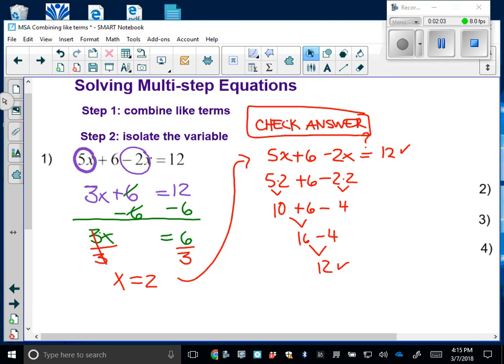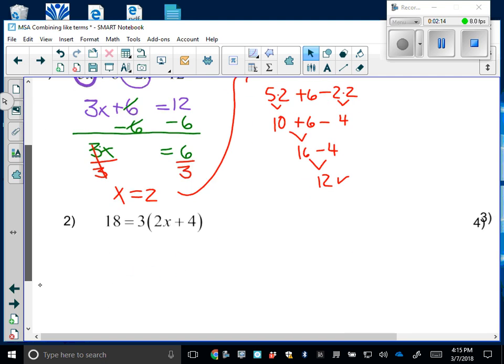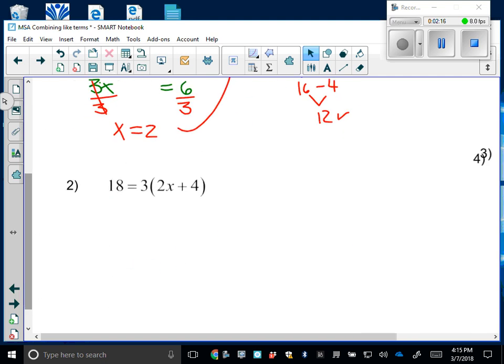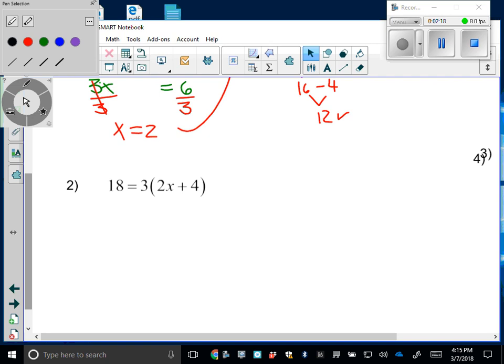So I'm going to take the second problem. I'll take all of these down a little bit lower. And we'll do problem 2 next. So step 1 is to isolate the variable. But in this case, we have a little bit of distributive property work to do.